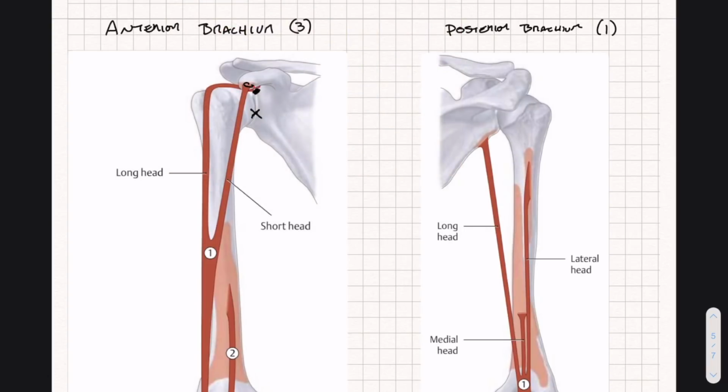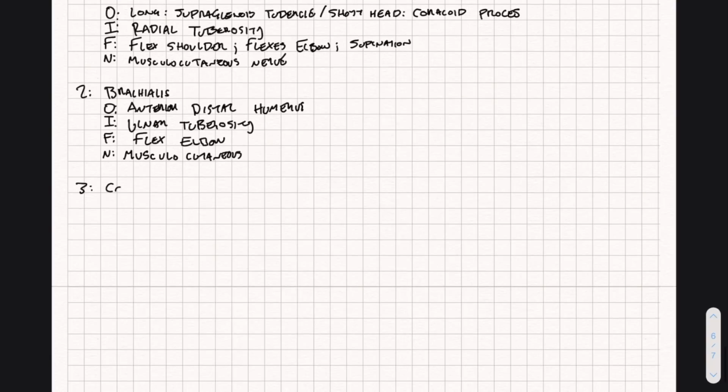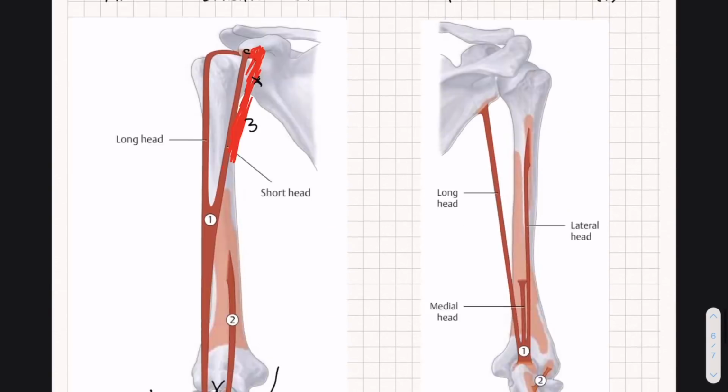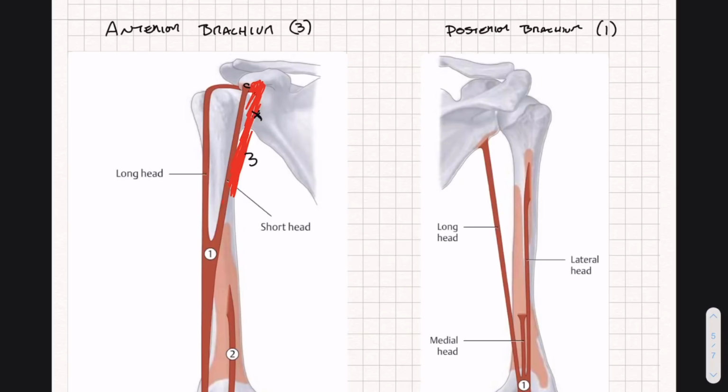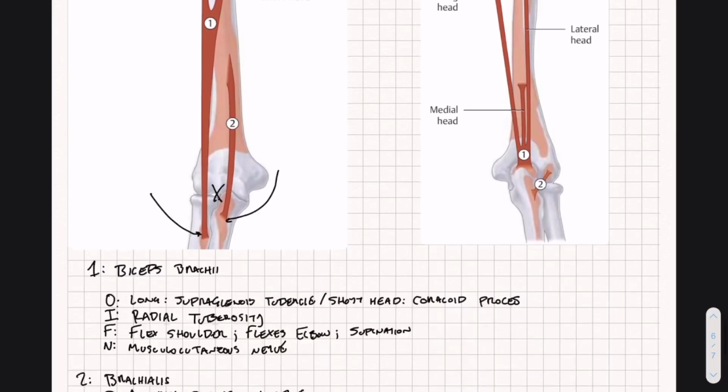And then the third muscle, we can't see it on here, but if I were to draw it in, it comes from the coracoid process here, and it's just going to be a really short little muscle like this. It only crosses over the shoulder joint. It does not cross the rest. This muscle, so number 3, this is what we call the coracobrachialis. So from the coracoid process to the brachial bone, coracobrachialis.